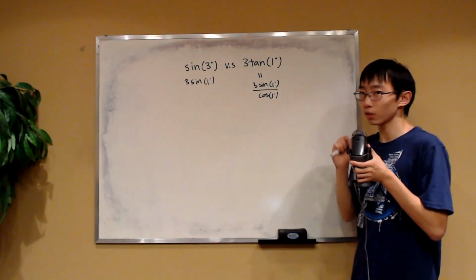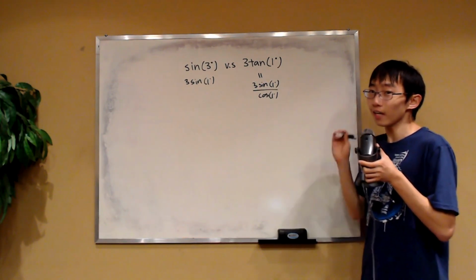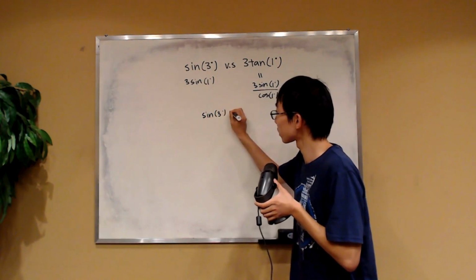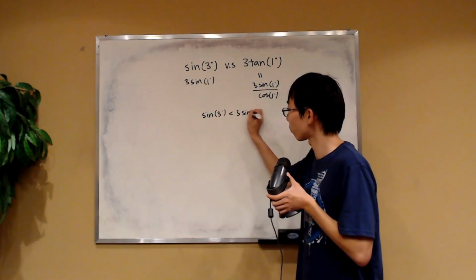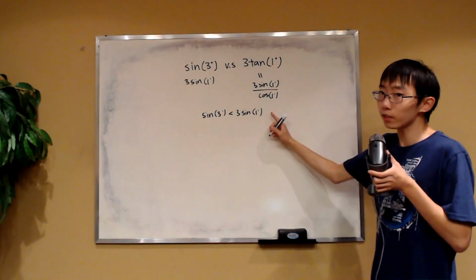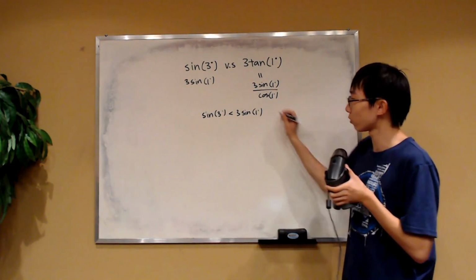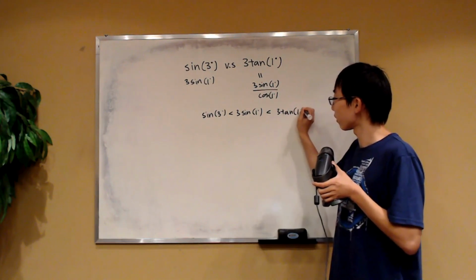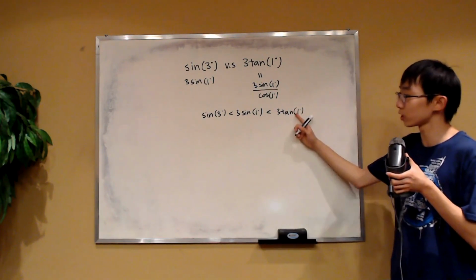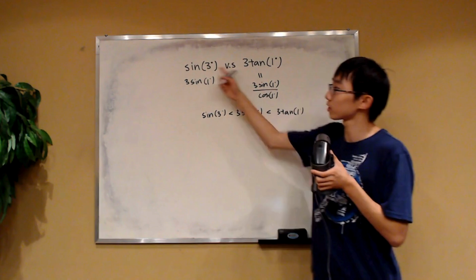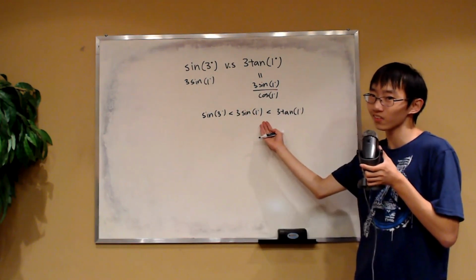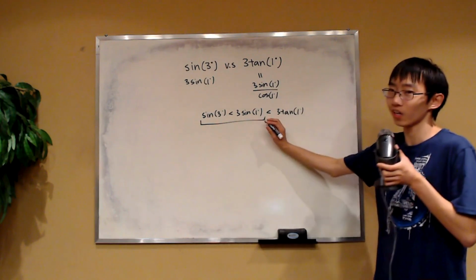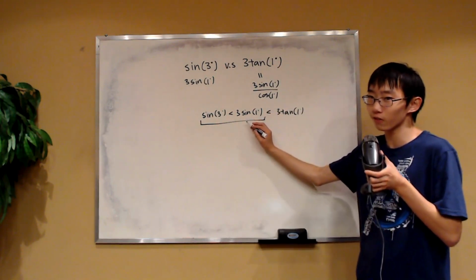Now, think about this. If sine of 3 degrees was smaller than 3 sine of 1 degree, then from here, we can continue this inequality chain. We can write this is smaller than 3 tangent of 1 degree, from where it becomes obvious that 3 tangent of 1 degree is greater than sine of 3 degrees from this inequality, right? But of course, this is the part that we are not sure about. We have to prove this part of the inequality.